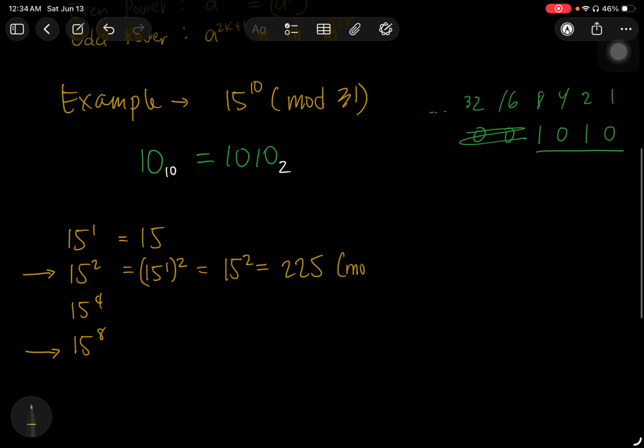Mod 31. So for this one, we can actually perform least residue. Since 2^5 is greater than 31, we can actually look for a least residue for this one. So let's look for it.